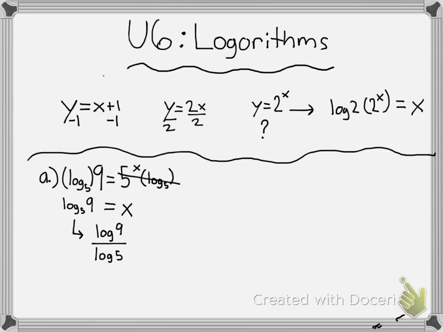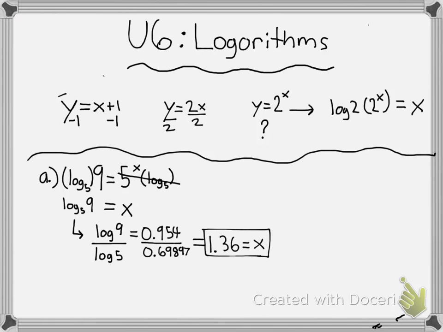The way that I remember this is that since 9 is the larger number here and it's farther away from the exponent, it should go on top. And since 5 is the smaller number here and it's right next to the exponent, it should go on the bottom. Once we get these two numbers, we calculate the values for them. For log of 9, you should get a number around 0.94. And for log of 5, you should get a number around 0.69897. Once you divide this, you should get somewhere near 1.36 as your final answer for x.